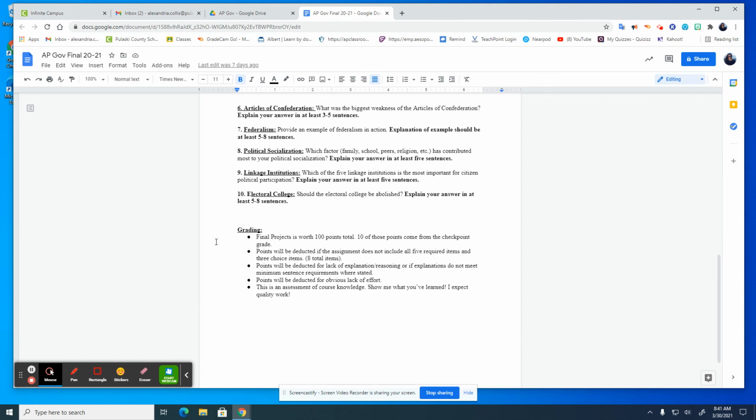Points are going to be deducted for obvious lack of effort. So if I can tell that you have not taken any time or put any thought into this, any kind of real effort, points are going to be deducted. If it looks thrown together and like you have not really worked on this, points are going to be deducted. You are not going to get an A for something that you did not really work on. So this is an assessment of course knowledge. Show me what you've learned. And again, I am expecting quality work.